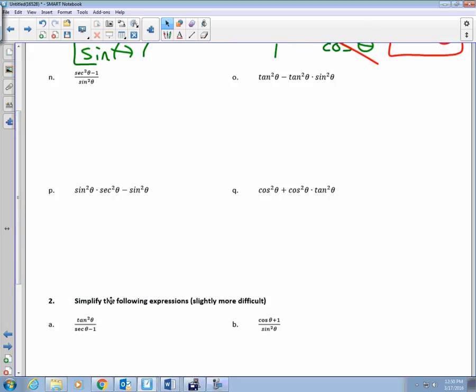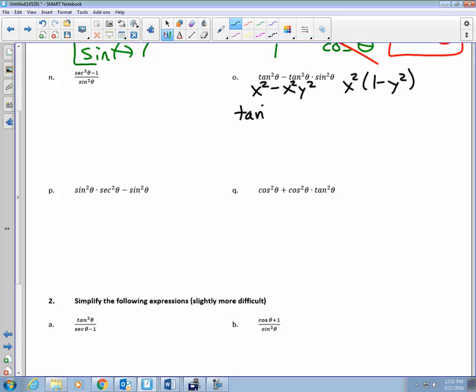Okay. If this was x squared minus x squared times y squared, you might think about taking out a common factor. What's the common factor? You get x squared times 1 minus y squared, correct? So what's the common factor between these two? If you factor it out, you're left with 1 minus sine squared of theta. Hey, now that looks like a problem that we just did.